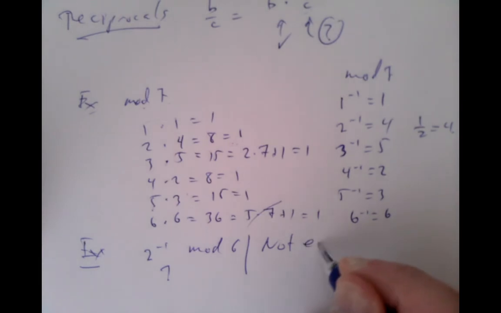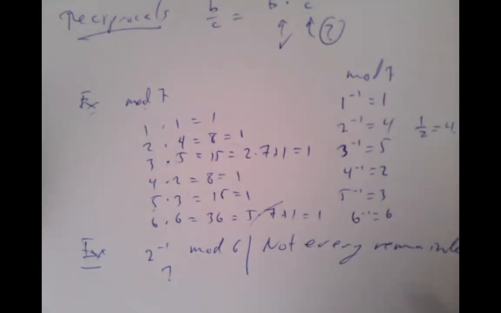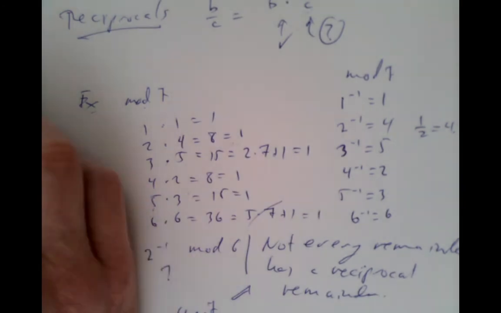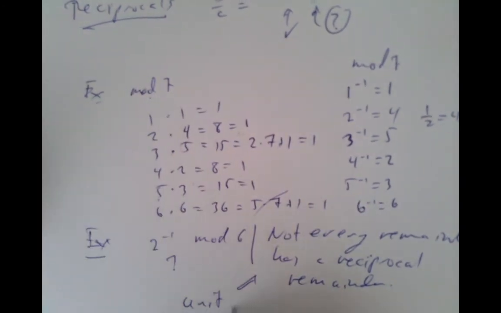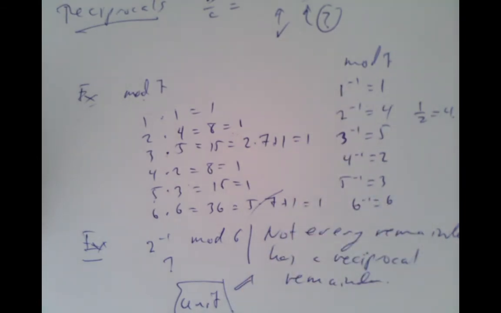So not every remainder has a reciprocal remainder. If it does have one, it's called a unit. A unit is a remainder which has a reciprocal remainder. These are all units because they all have reciprocals. Some things are not units. 2 is not a unit mod 6 because it doesn't have a reciprocal.